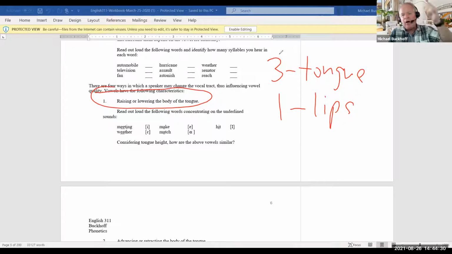So read out loud, Brisa Aguilera. Can you go ahead and read these words here in parentheses? Okay. Meeting, weather, make, match, hit. Right. So let me try.